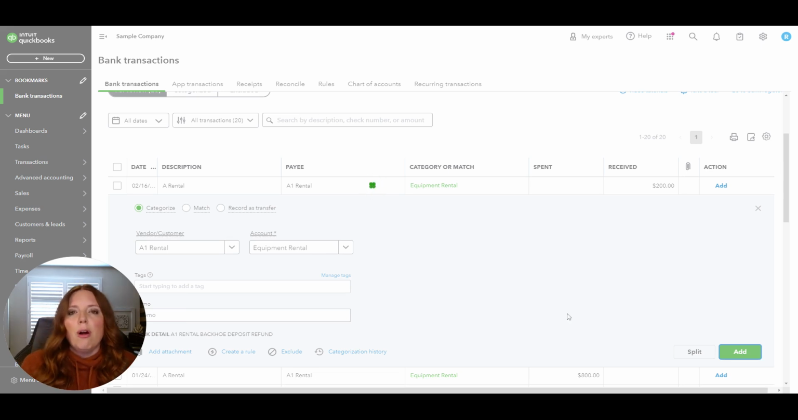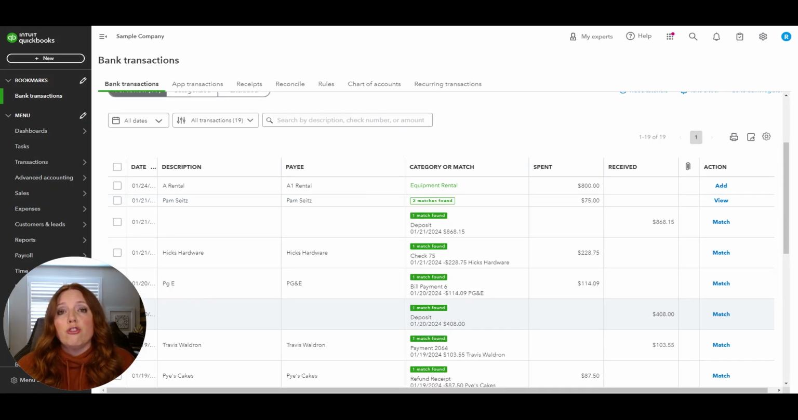Now, when you go on your profit and loss sheet, there's going to be a $1,200 expense and a $200 credit on that account. So if these were the only two things in the equipment rental, you would see $1,000 in equipment rental, and that would be correct. So make sure if money is coming back into your business for a return, that you're putting it in the category that it came from.